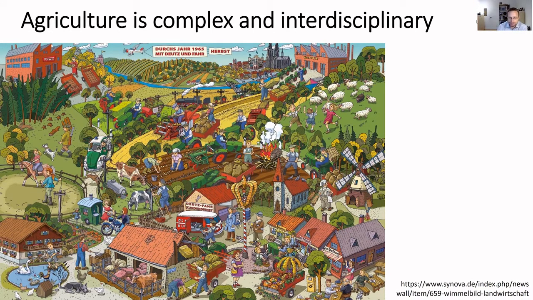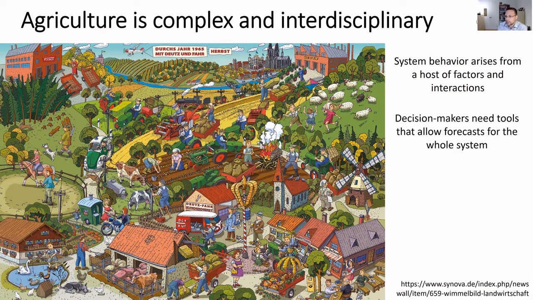It's normally not particularly clean. There's all kinds of stuff going on, as you can see in this image here. And that's not only true in such a drawing, that's true in real life as well, especially in landscapes such as the one I showed you just a minute ago from Kenya. So the system behavior here depends on a host of different factors and all their interactions. And we have to understand all of them to predict how a system will perform. And decision makers wanting to use models need tools that allow forecasting the behavior of the whole system, not only of a tiny part somewhere.